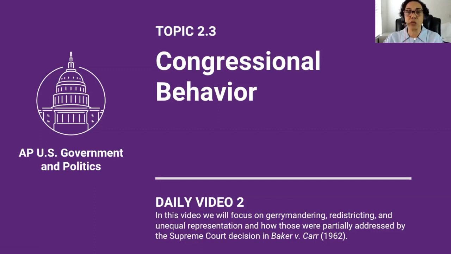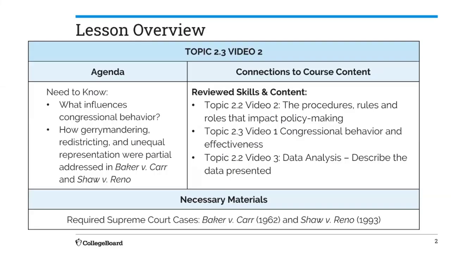We're on topic 2.3, congressional behavior, and this is video 2 for this topic. We'll be looking at redistricting and gerrymandering and unequal representation and how some of those concerns were addressed in the Baker v. Carr Supreme Court ruling in 1962.